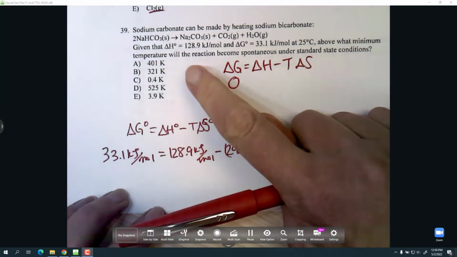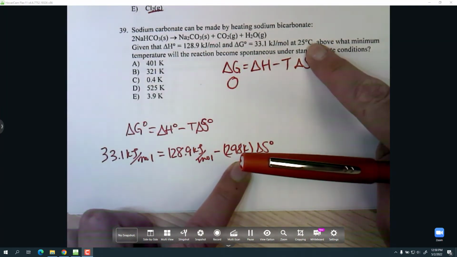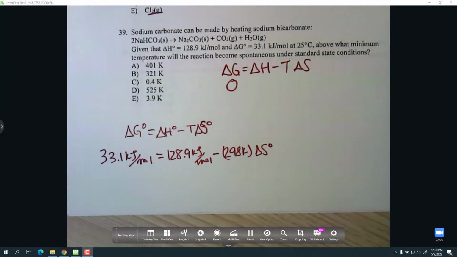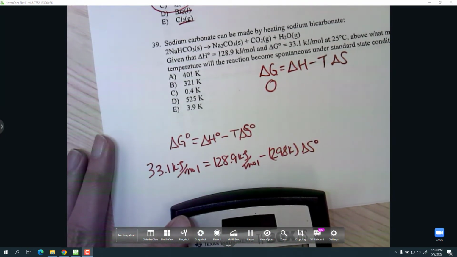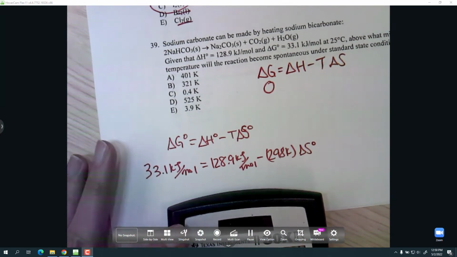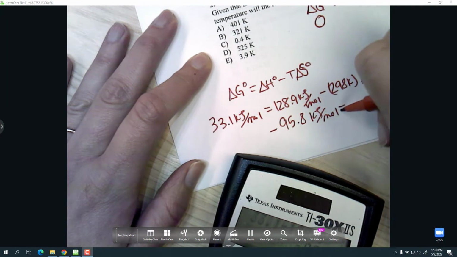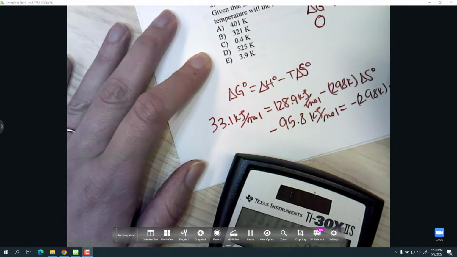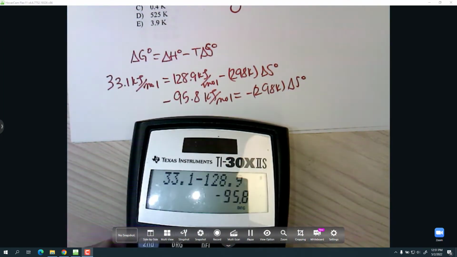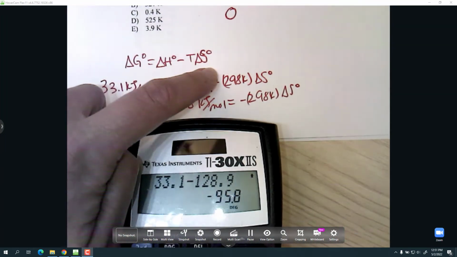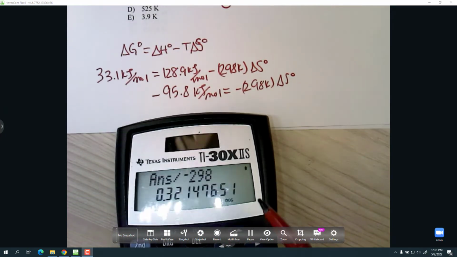All right, so I plugged in my delta G for delta G, delta H for delta H, temperature in Kelvin, and I can solve for my delta S. So I need to subtract 33.1 minus 128.9 to the other side. I subtracted this, 33.1 minus 128.9, that's where I got that. This negative is still here, 298. So now I'm going to take this number and divide it by negative 298. And I get this.